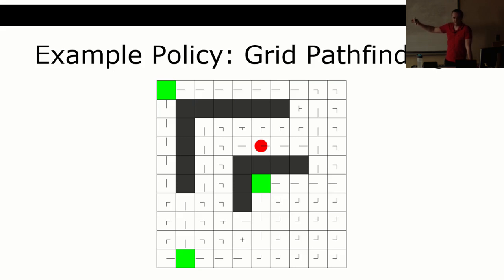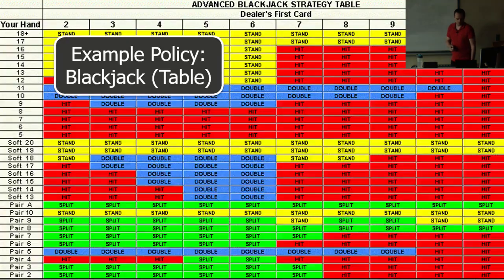So this agent is at that state. What should they do? Well, according to this policy, they should move to the right. Anyone ever played blackjack before? You've probably seen something like this. This is a blackjack betting table.